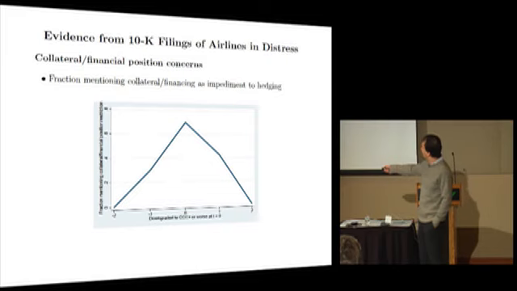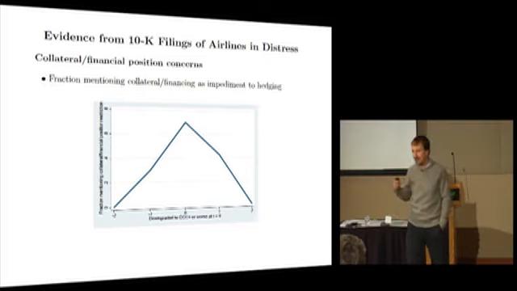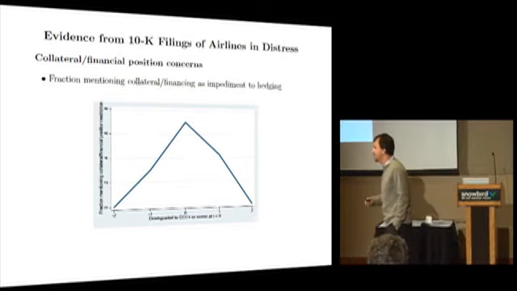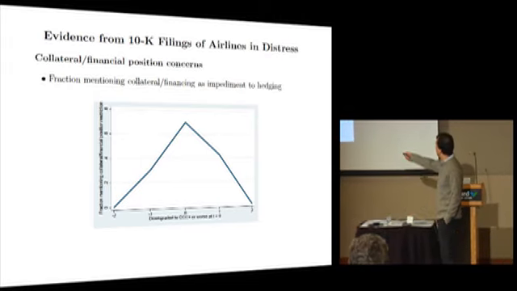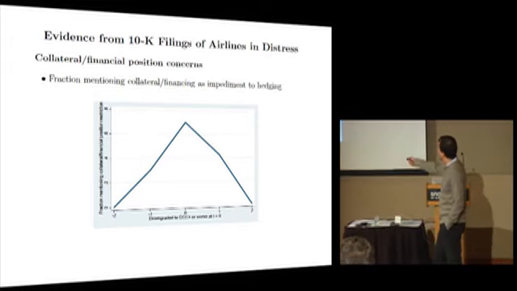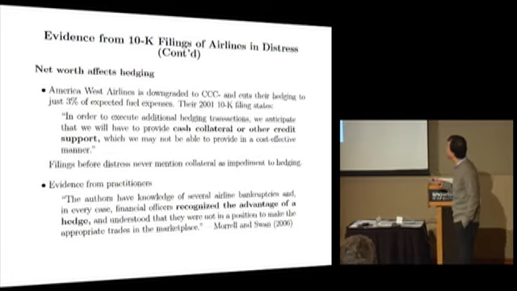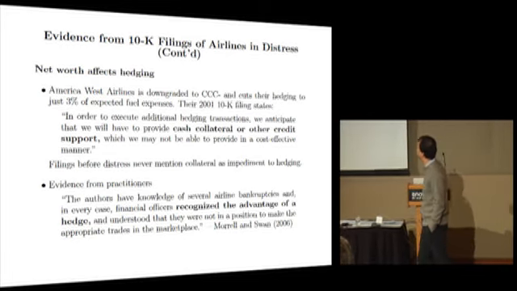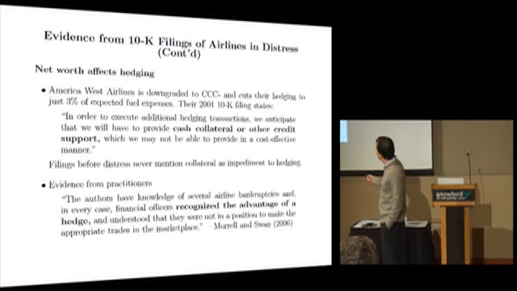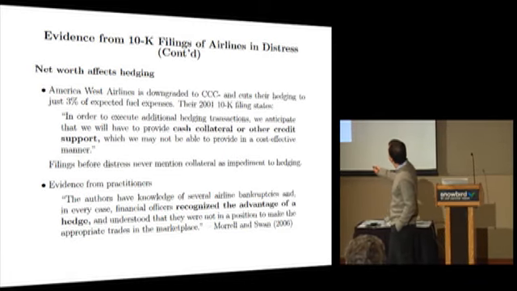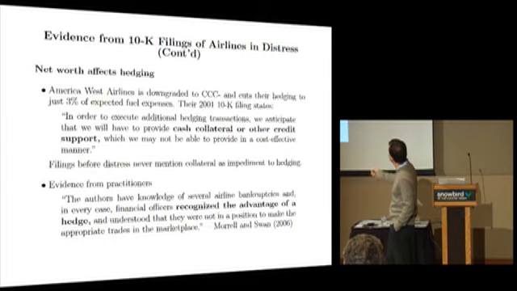So 2 years before, no one talks about this. A year before, 30% talk about it. Upon distress, 70% talk about financing and collateral being a concern and restricting their risk management, and then it recovers again slowly. So, for example, the kind of statements people make is, in order to execute additional hedging transactions, we anticipate that we will... So this is like America West, they get downgraded to CCC, and they cut the hedging to 3%. What do they say?